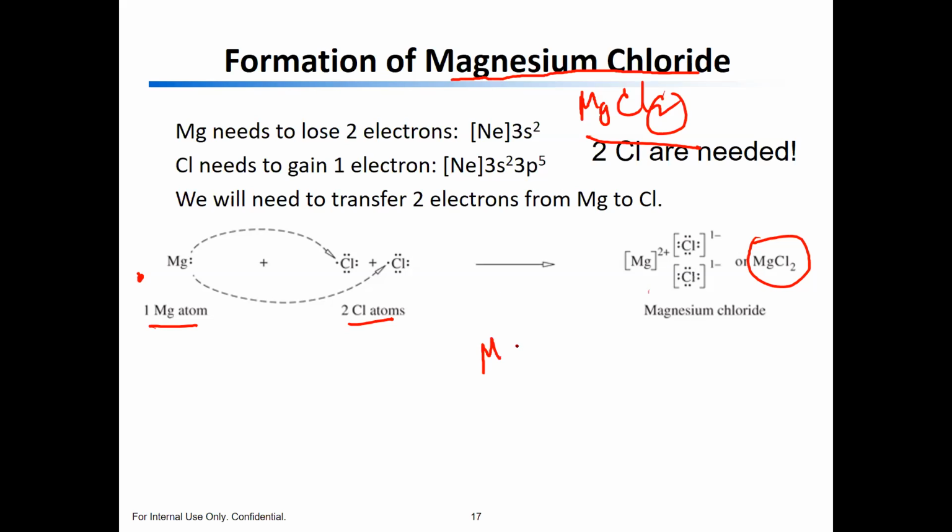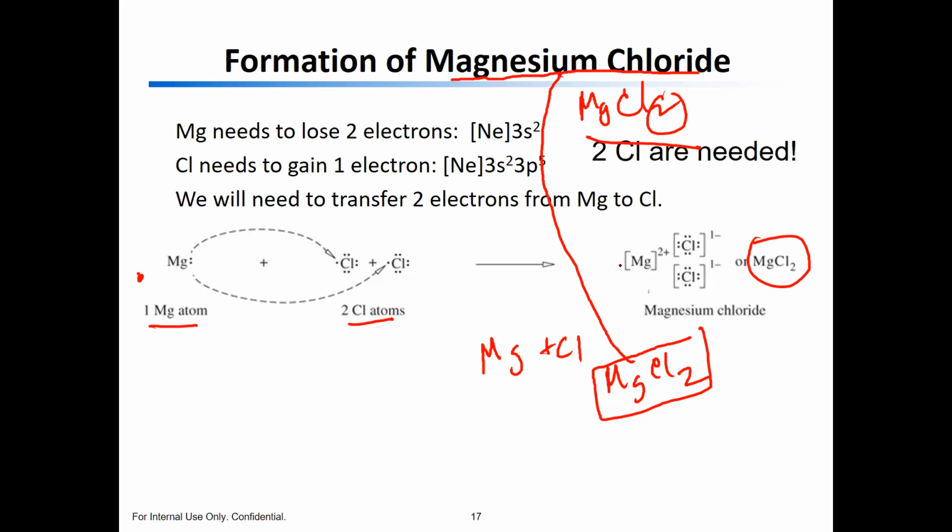Because every time I add magnesium plus chlorine, there's only one combination I can make. And that one combination is MgCl2. So since there's only one type of magnesium chloride, we just call it magnesium chloride instead of magnesium dichloride. Now, if it's possible to make something like this, then we can't call this one magnesium chloride and call this one magnesium chloride. We got to give it magnesium dichloride or magnesium trichloride.